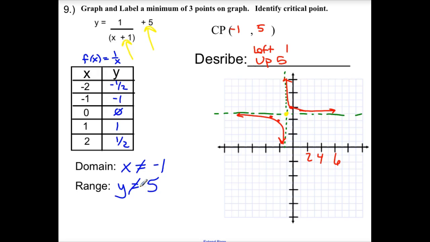Domain and range, again, notice that the domain and range link to the critical point. X cannot equal -1, we would have division by 0, and y cannot equal 5, because this is just the inverse function and not the inverse square. We do get positive and negative values out of the parent function, so we simply don't have any y values along that asymptote.